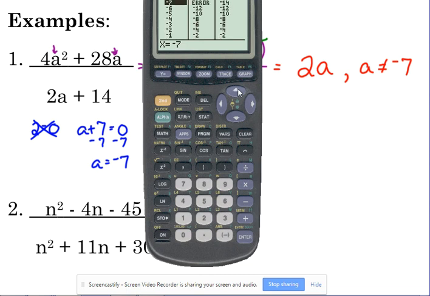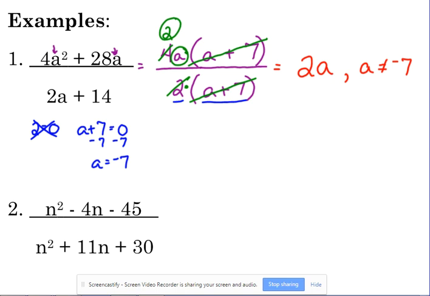Now check out what happens when I scroll up here to -7. In y1, I get an error, because your function x cannot equal -7. A cannot equal -7. But in y2, I don't have an error. I have a value, because we canceled out that factor right there. That a plus 7, we canceled it out. So what was causing us a problem doesn't cause us a problem when it comes to the 2a right there, but we still have to exclude it. So that's how your excluded values will show up. There'll be errors in your y1 when you check.